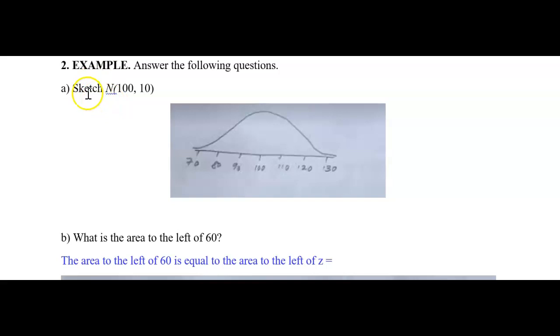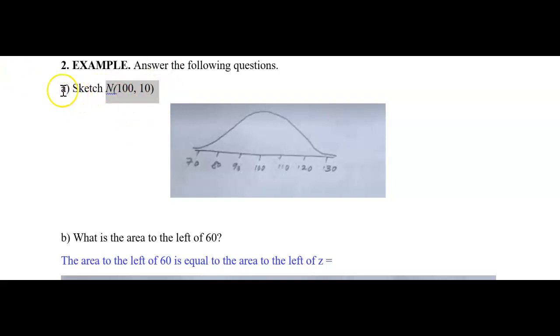We need to sketch a curve. Now this notation is important, guys. It means a normal distribution. The first number is always the mean, and the second number is the standard deviation. So we have a normal distribution with a mean of 100 and a standard deviation of 10. It is not the standard normal distribution because the mean is not 0 and the standard deviation is not 1, so it's just a normal distribution.